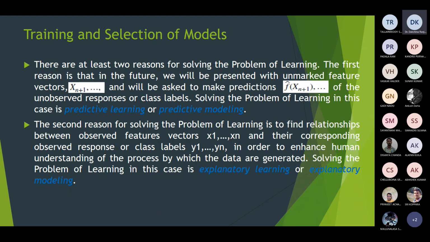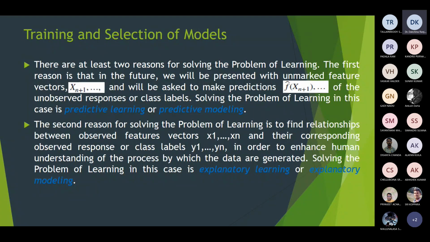Now we could have another reason for solving the problem of learning, so that we could find the relationship between observed feature vectors and their corresponding observed responses or class levels. That means if we make a pair of input variable and output variable, then the input variable will correspond to the feature vectors and the output variable will correspond to either the response or the class level. So if we find the response, then the corresponding learning will be called regression, and if we determine the class levels, then this approach will be called classification.